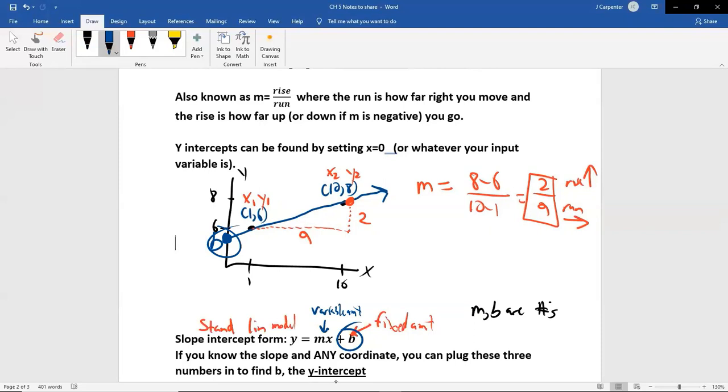And then just at the end of the day, one last thing to say before we move on to the guided activity. Actually, I take that back. We're not going to do the guided activity yet. We're going to do a couple more examples. That is, if you know the slope of a line and any coordinate, you can plug these three numbers in and find b, which would be the y-intercept, and then you've got your model completely. What I'm saying is if I tell you a point and a slope, you can plug them into this right here, figure out what b is, and then you've got your model forever and ever.